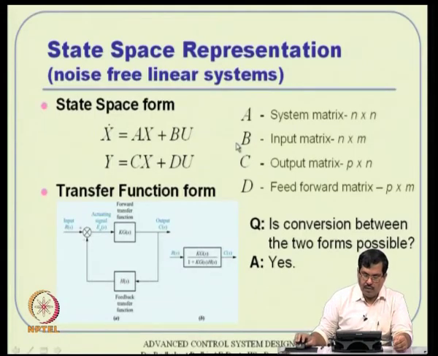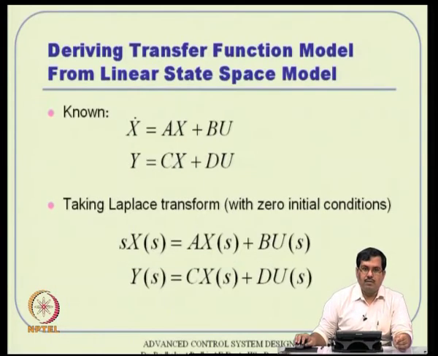So, the question is like this. We know the state space representation form is something like this, and the transfer function representation form for single input single output is something like this: K G(s) divided by 1 plus K G(s) H(s). Now, as I said, the question is whether conversion between the two forms is possible, and it turns out that the answer is yes, it is possible. Let us see how.